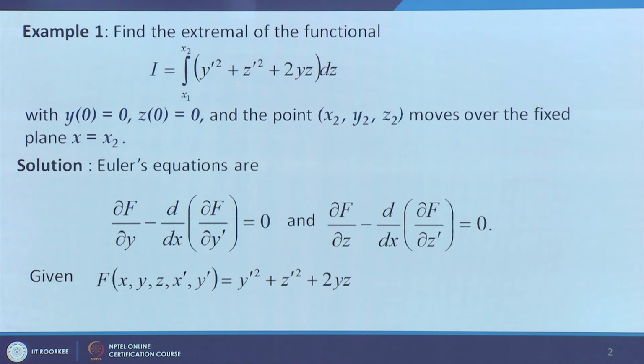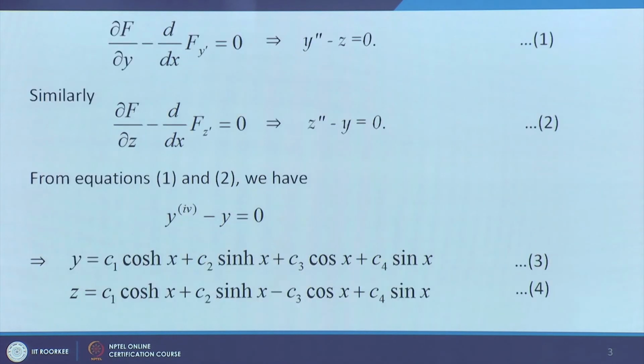Now when we want to find the extremal of this functional, the necessary equations, Euler's equations, are f y minus d over dx f y dash equal to 0 and f z minus d over dx f z dash equal to 0. So here we are given f of x, y, z, y dash, z dash equal to y dash square plus z dash square plus 2 y z.